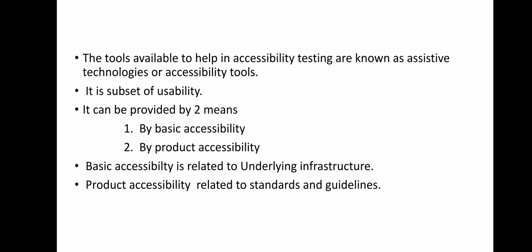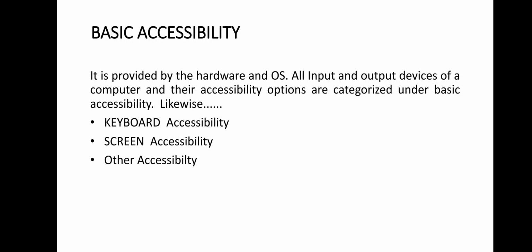Accessibility testing can be provided by two means. The first point you can see is basic accessibility. The second point is product accessibility. So students, when we talk about basic accessibility, it is related to the underlying infrastructure, but the second one is related to standards and guidelines. So let us start with basic accessibility first. Again, I repeat that accessibility testing we provide by two means: one is basic accessibility and the second one is product accessibility. So let us start with basic accessibility.